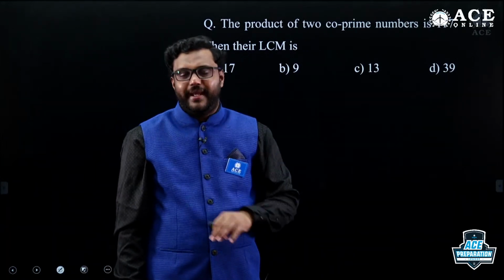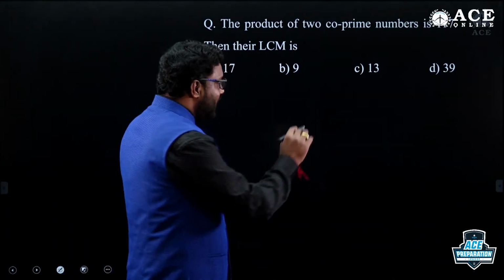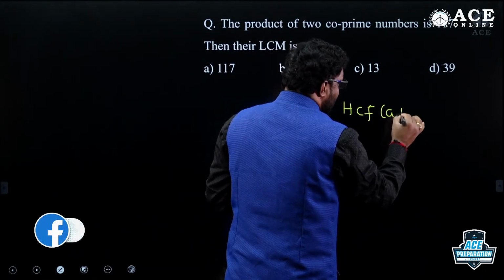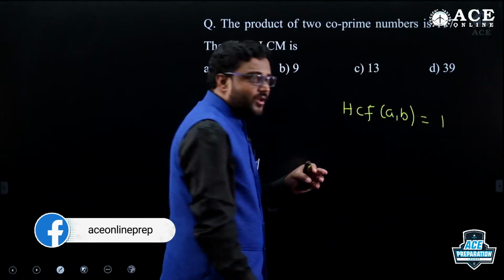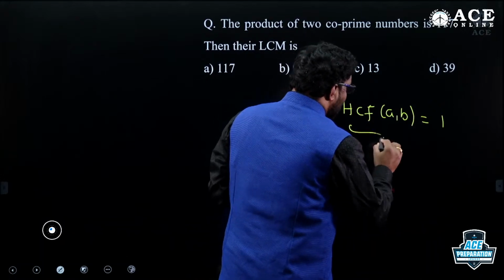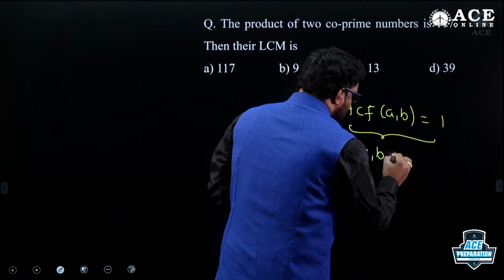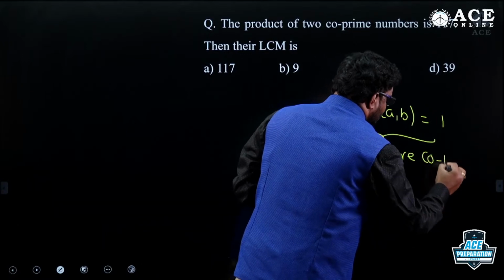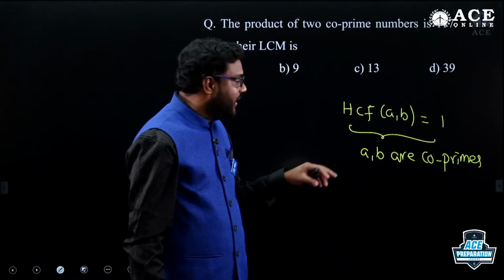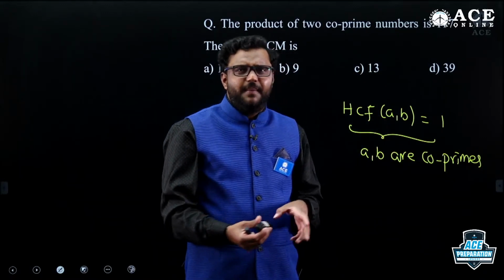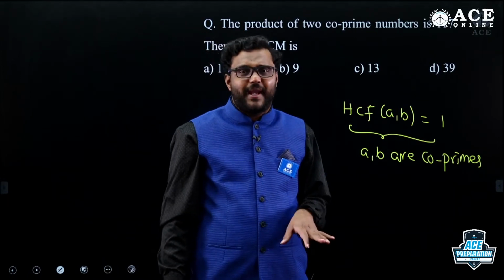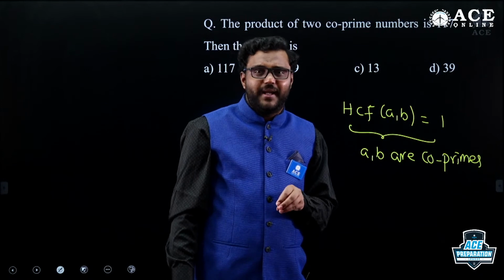Now, one very important point. Two numbers are called co-primes if HCF is 1. A and B are not mandatorily prime numbers. If two numbers' HCF is 1, then A and B are co-primes. If HCF for two numbers is 1, then A and B are called co-primes. A and B may be prime numbers, may not be also, no problem. It's not mandatory that it must be a prime number. No, not mandatory, my dear friends.